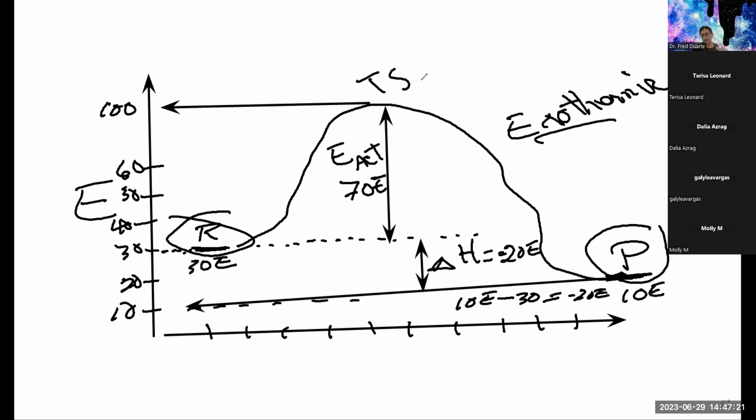And then from there, we go down the hill to some energy state that the products finally end up. If the energy state of the products is at a lower value, lower quantity than where the reactant started, we end up with a negative value for delta H. Delta H is the amount of energy for this reaction. If it's negative, then it's exothermic.